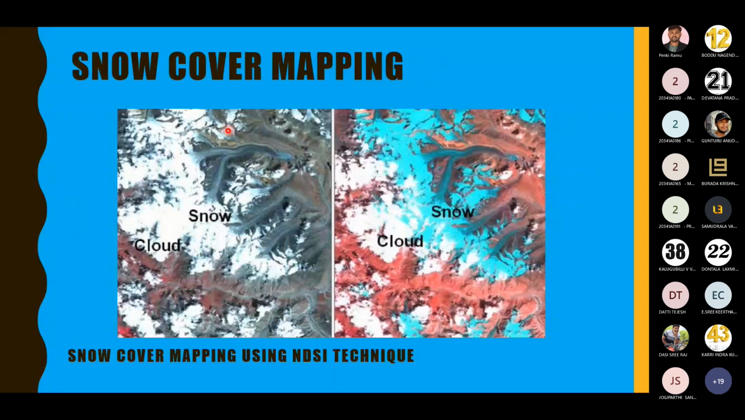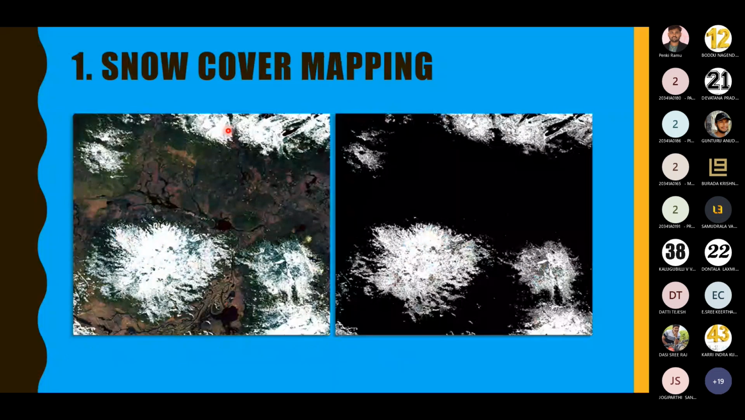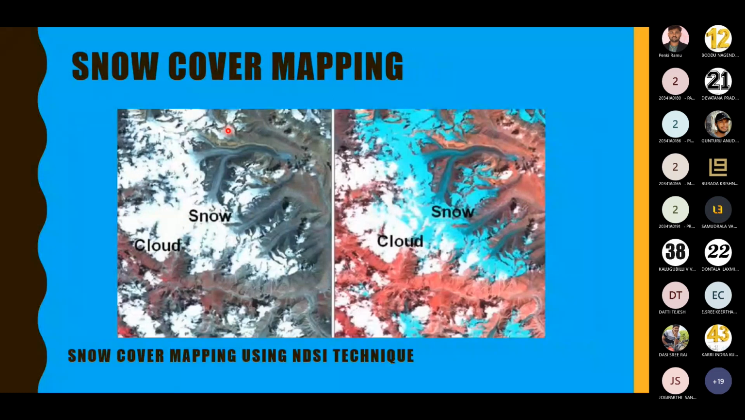But the problem with this type of simple visual analysis for identification of snow cover is you cannot differentiate between what is snow and what is cloud, because cloud color is also white. So if snow and cloud are present next to each other, you cannot differentiate between what is snow and what is not snow. But in remote sensing, we can differentiate them using a technique called NDSI. NDSI offers us a way to differentiate between what is snow, what is not snow, and also vegetation.